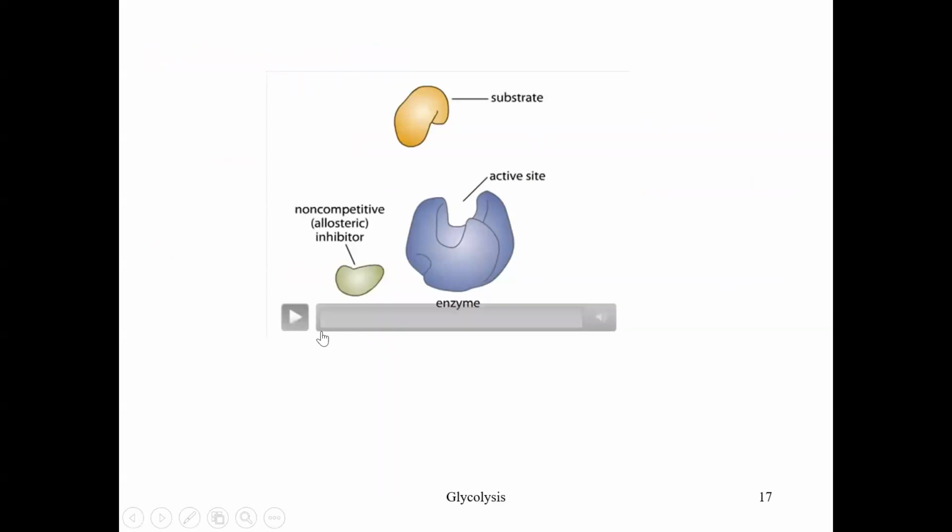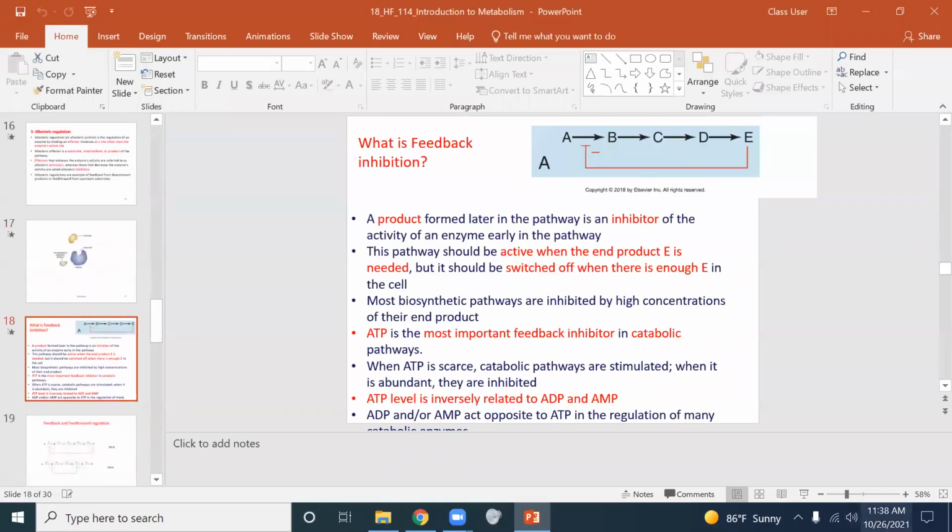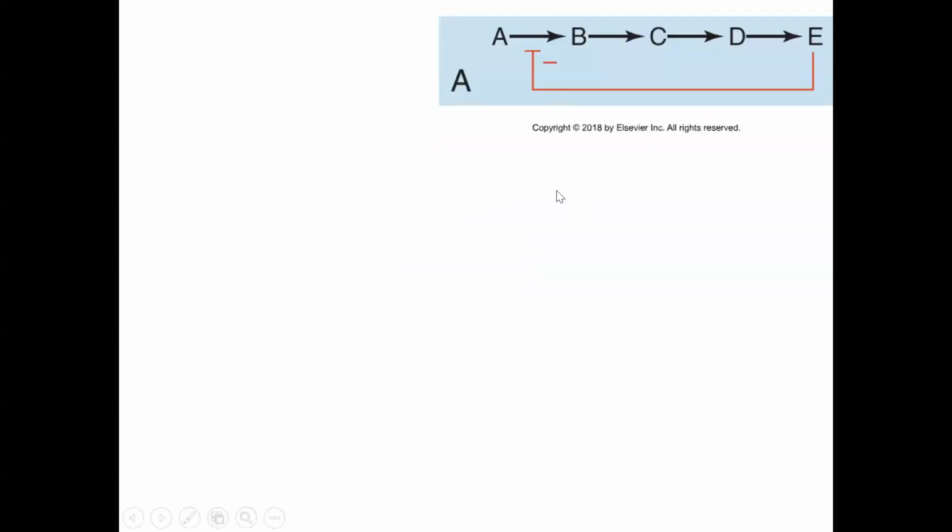First, let us play this video together. Can you hear anything? No. Okay, you can play this video at home. No time to waste. Let's look at the diagram together.